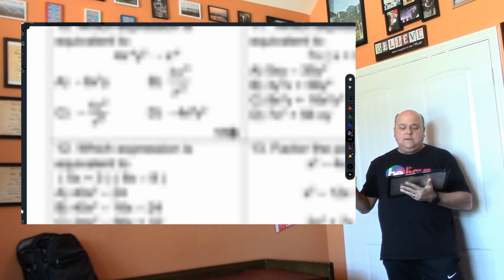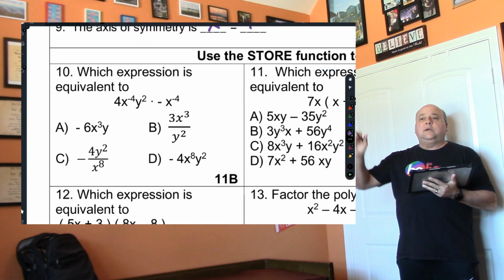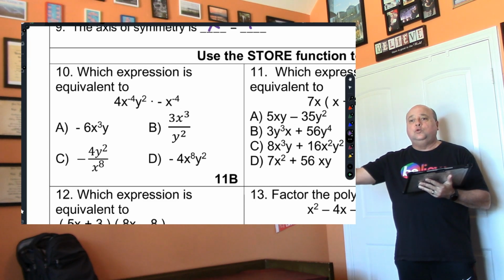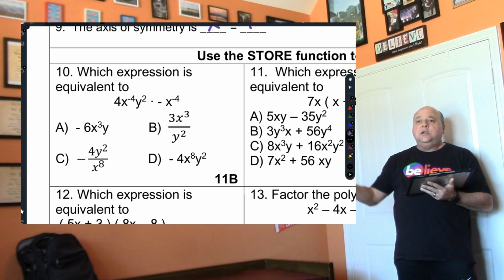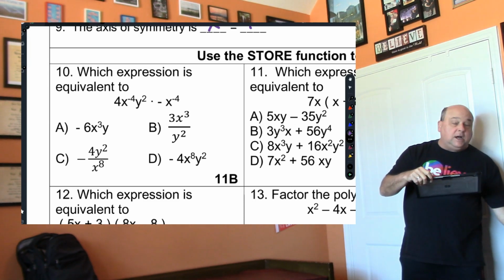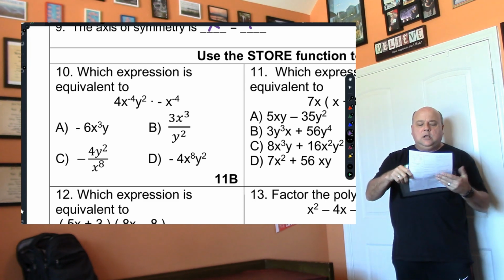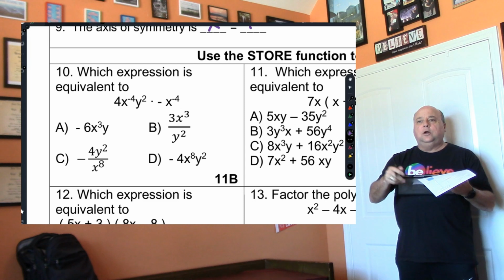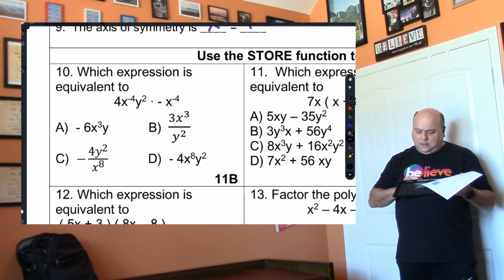Okay, on number 10, let it zoom in. On number 10, we got to find the expression that is equivalent to a polynomial problem. Notice it's polynomials equal to polynomials. So we're going to just use store, okay? So on number 10, we have an x and a y, don't we? So we're going to go to our calculator.